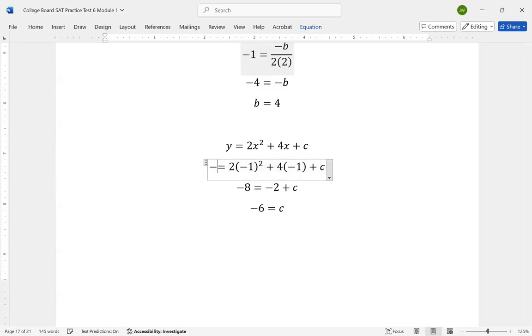Multiplying by 0 is nice. So that's why I like to plug in 0 when I can, when I have that option. Then I lose a step and C is -6. So technically you can plug in any point. I plugged in 0, -6.